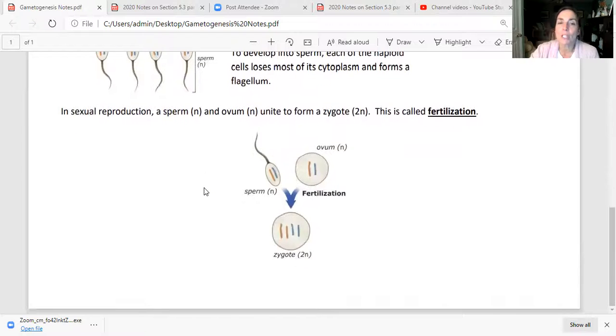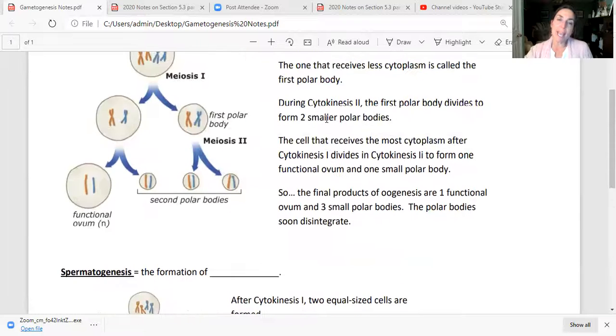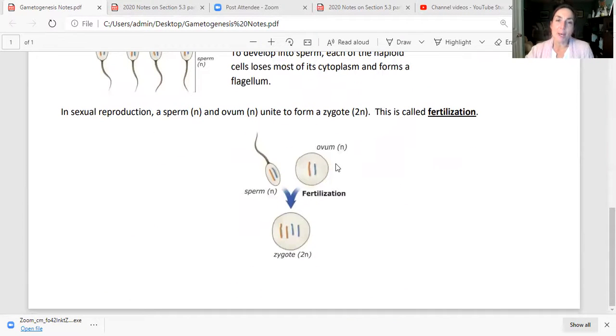So, of course, as we've already talked about, what happens in sexual reproduction is a haploid sperm will fuse with a haploid ovum. That fusion is called fertilization. What is formed is a diploid zygote that now carries half of its genetic information, which it inherited from its father, and half of its genetic information, which it inherited from its mother. So again, you'll need to be able to understand and describe these processes. Not too complicated, just some little details that you want to make sure that you remember.